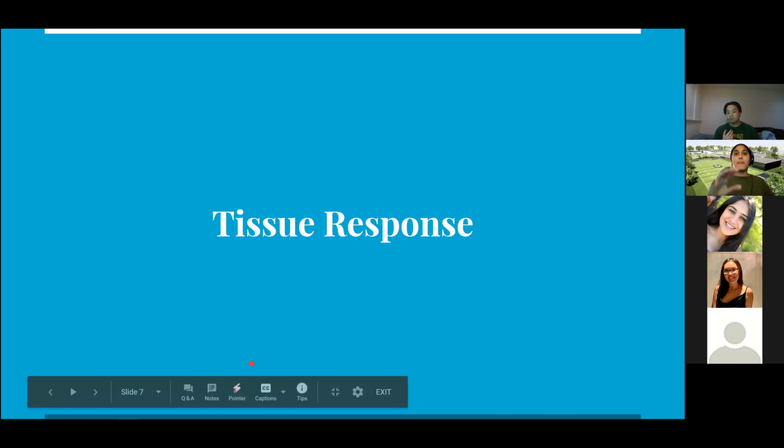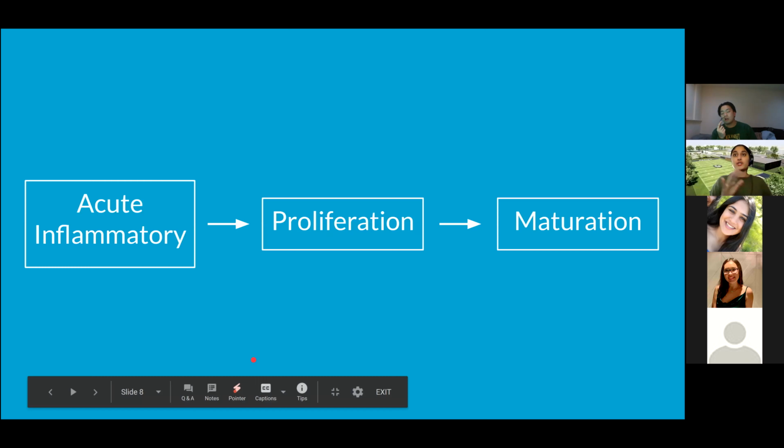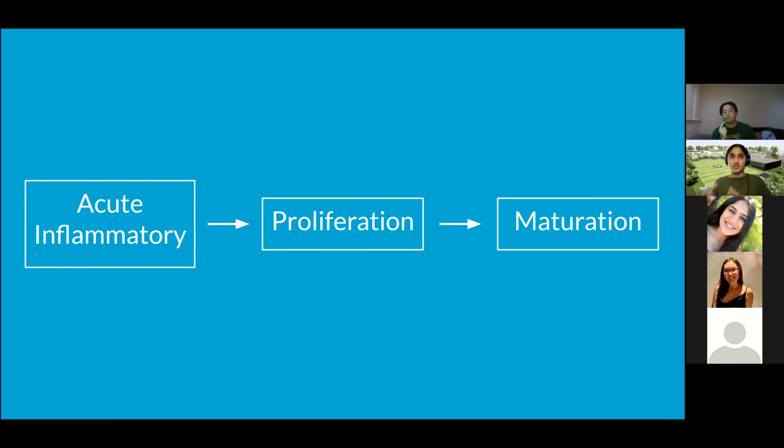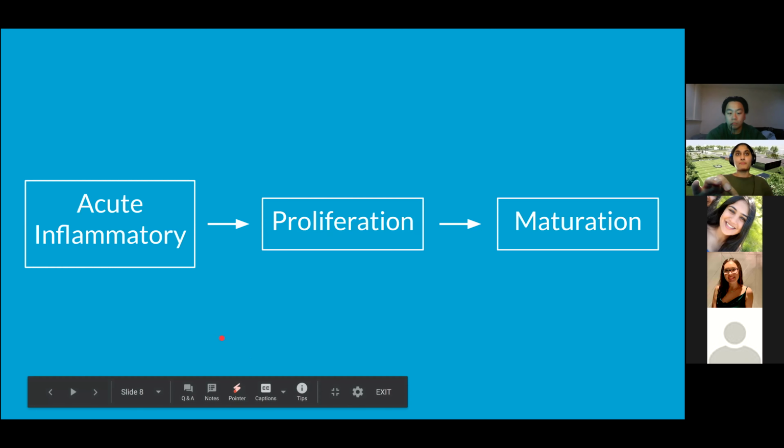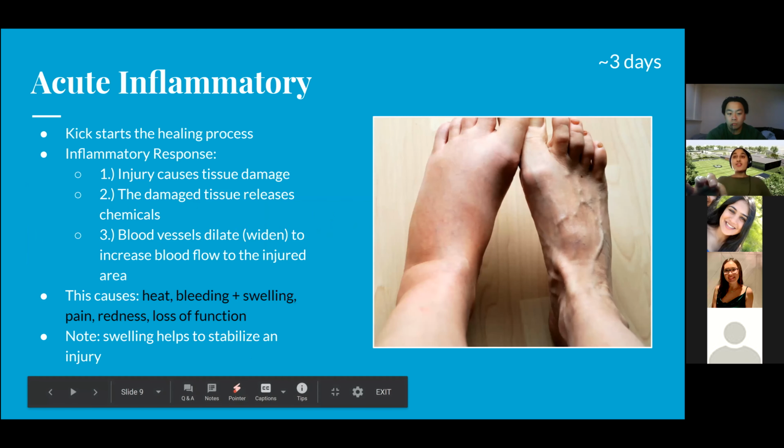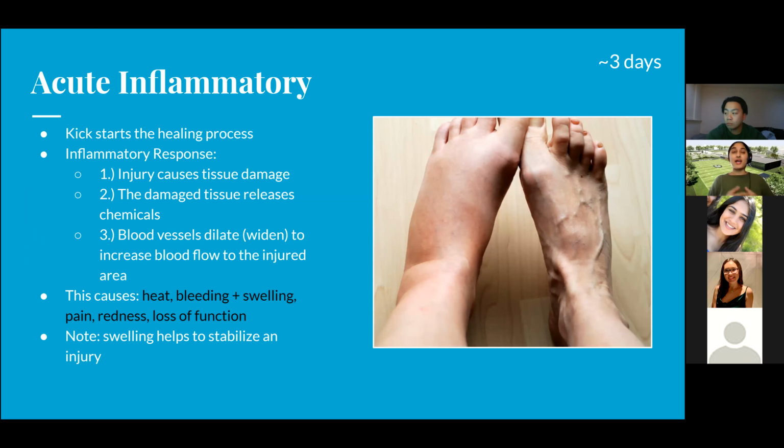Okay, so the tissue response is broken up into 3 different phases, and we're going to go into each of those phases today. There's the acute inflammatory phase, there's a proliferation phase, and then there's maturation at the very end. Now we're just going to break each of them down in a little more detail. The first phase of any injury will be the acute inflammatory phase.